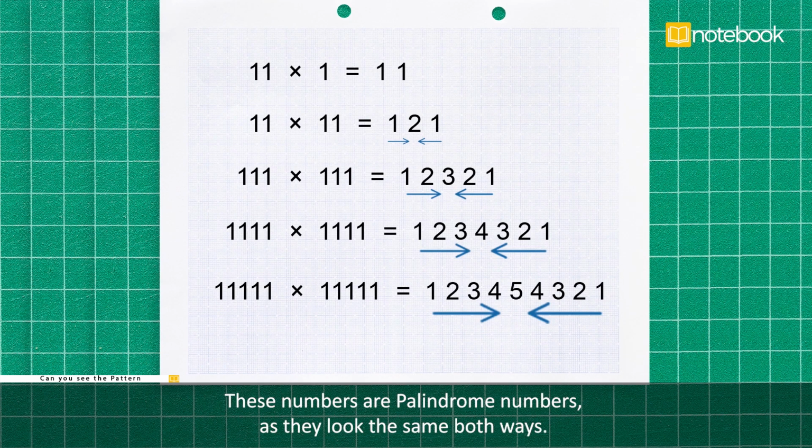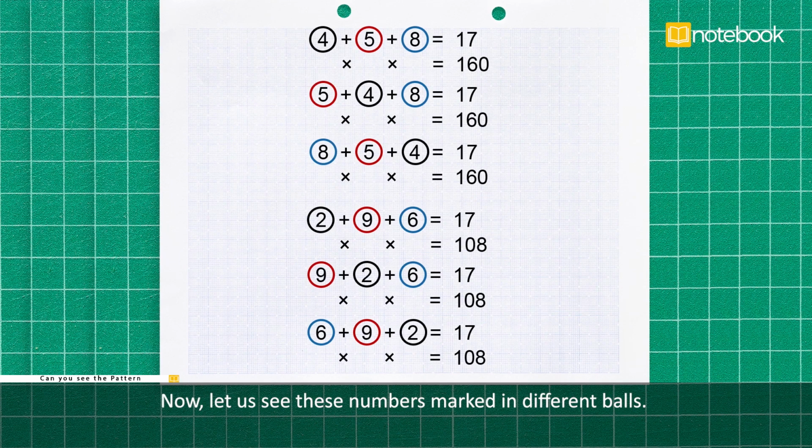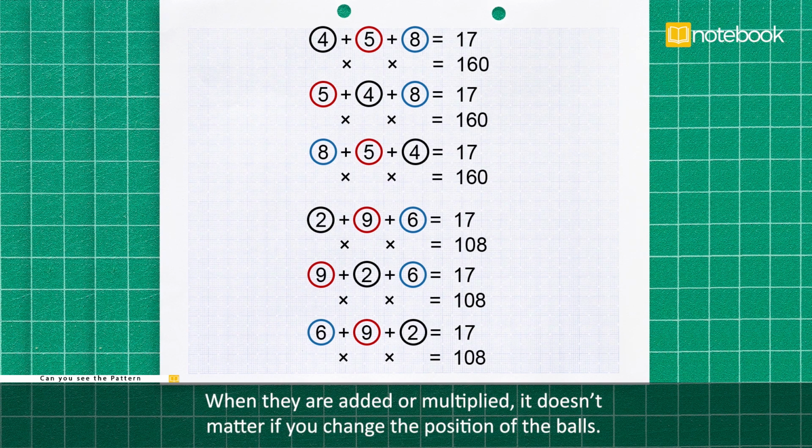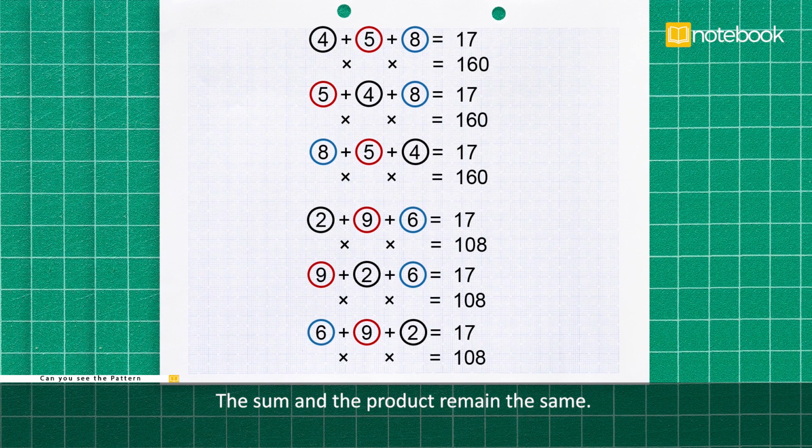These numbers are palindrome numbers, as they look the same both ways. Now, let us see these numbers marked on different balls. When they are added or multiplied, it doesn't matter if you change the position of the balls. The sum and the product remain the same.